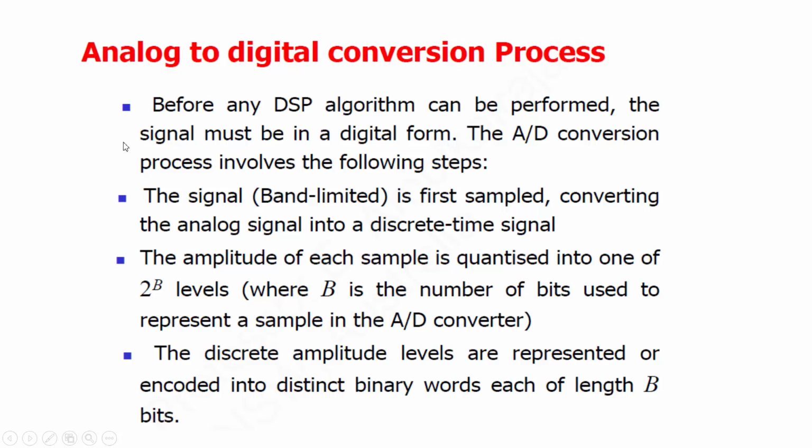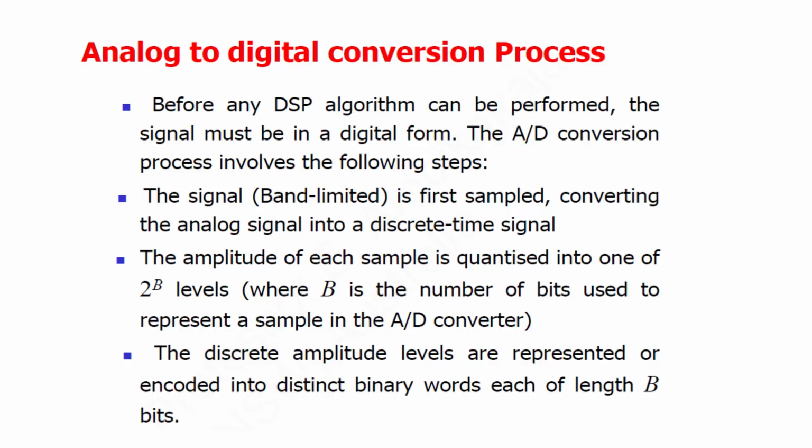Now let's look at the analog to digital conversion process. Before any DSP algorithm can be performed, the signal must be in a digital form, and the job is done by the A to D converter. We also know that the signal needs to be band limited, and it is passed through the anti-aliasing filter. The process of analog to digital conversion involves sampling and hold. Then we have to quantize the signal and then digitally code the signal.